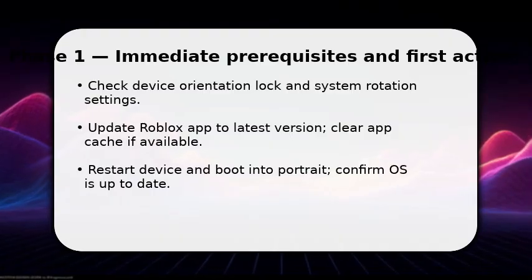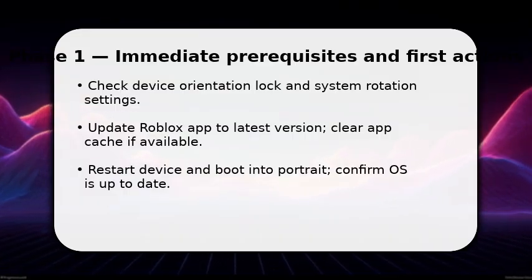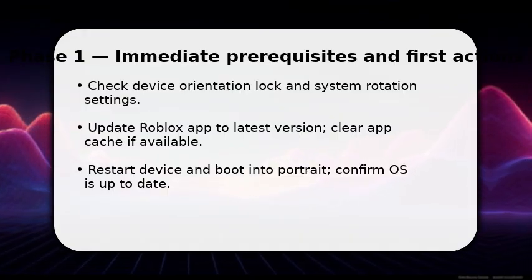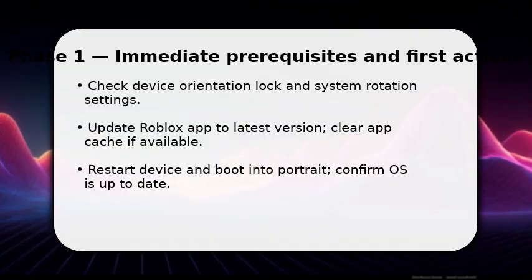You start by making the environment predictable. Turn off orientation lock and enable auto-rotate so Roblox can switch freely. Once done, update the Roblox app. App updates often add portrait fixes and stability improvements.